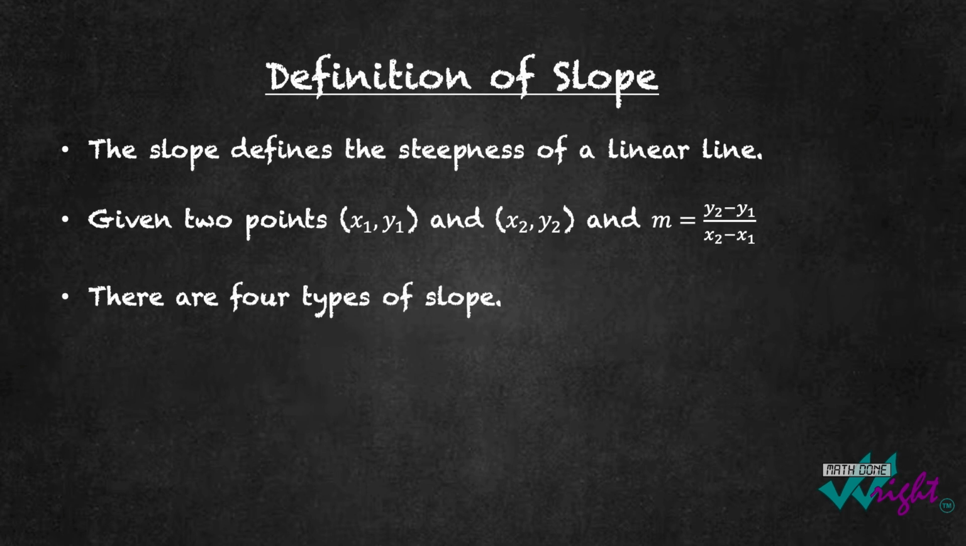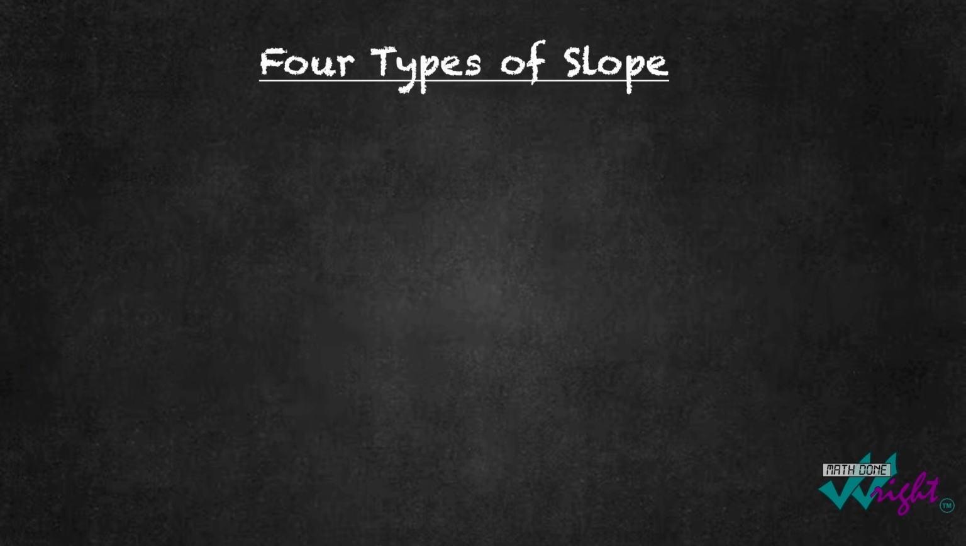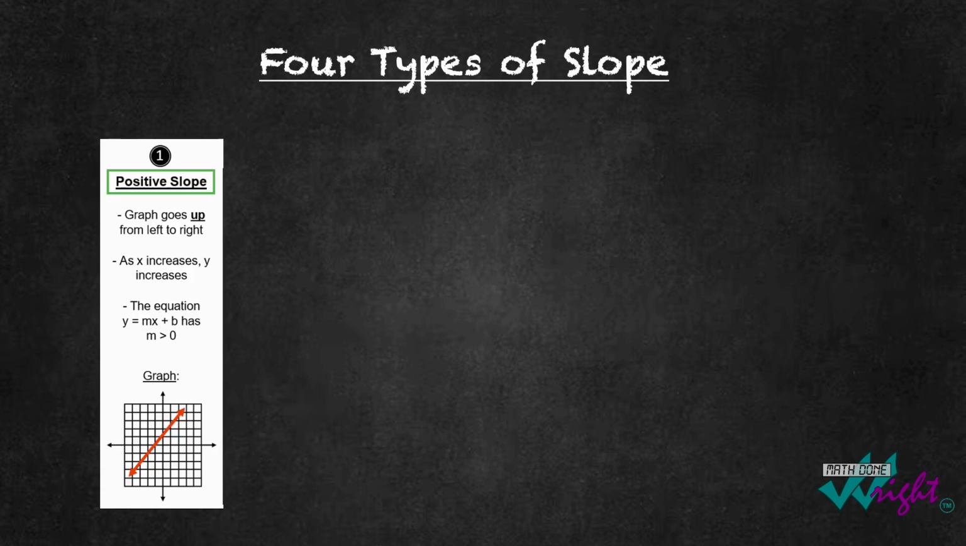Now, let's take it a step further. There are 4 types of slope. Let's talk about the 4 types of slope. The first is a positive slope. The graph goes up from left to right. As x increases, y also increases. The equation is y equals mx plus b, where m is greater than 0, showing m is a positive number.